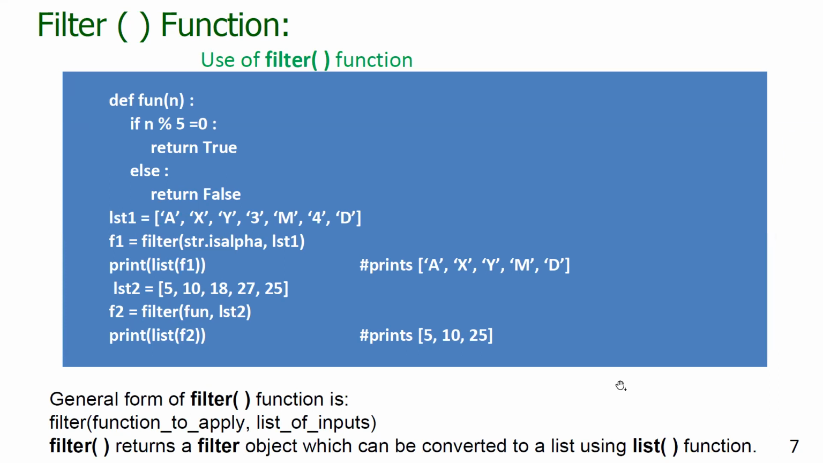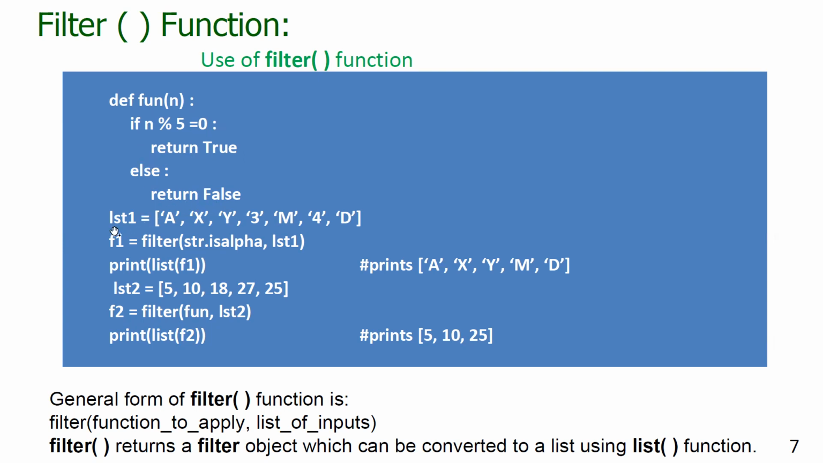That is the filter function. The general form of the filter function is: the function to apply, and then the list of inputs. The filter function returns a filter object which can be converted to a list using the list function. Now see here: define function of n, if n modulus 5 equal to 0, return true. Here we are getting true and false values, otherwise it returns false.